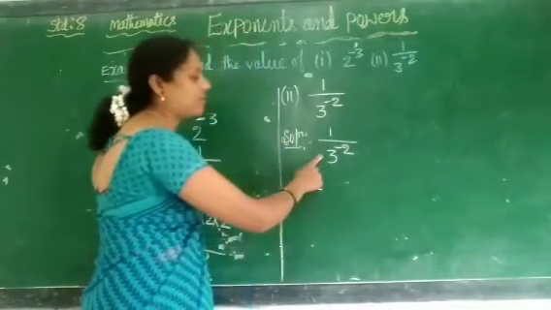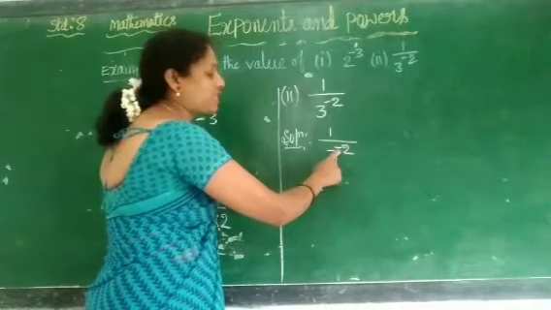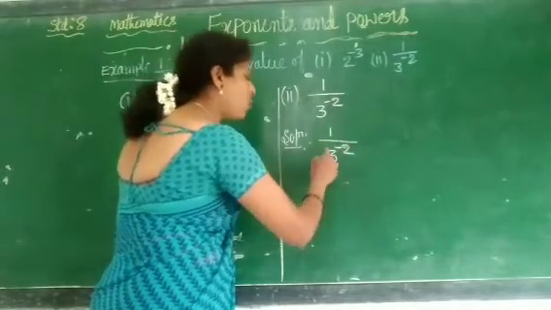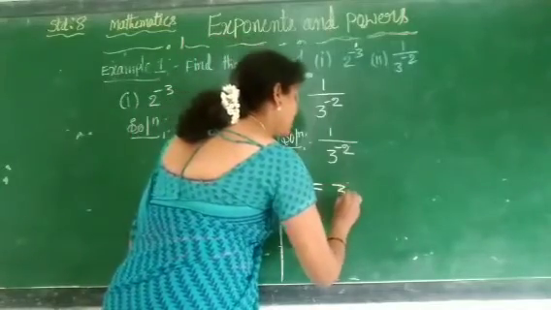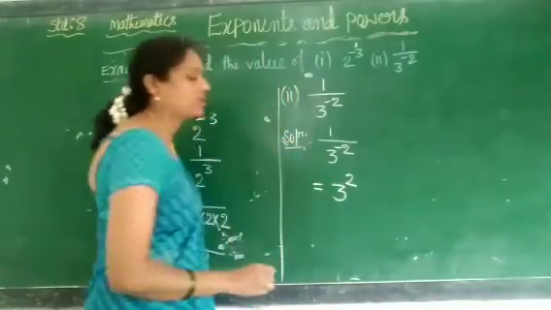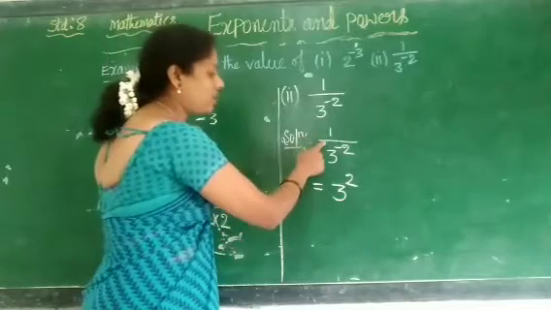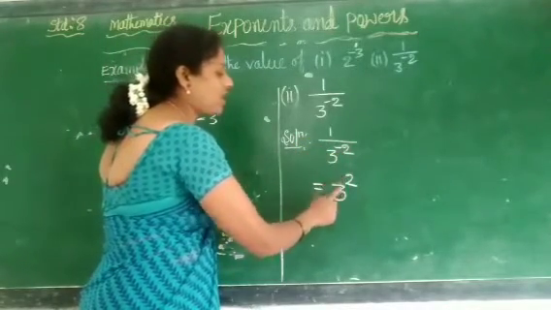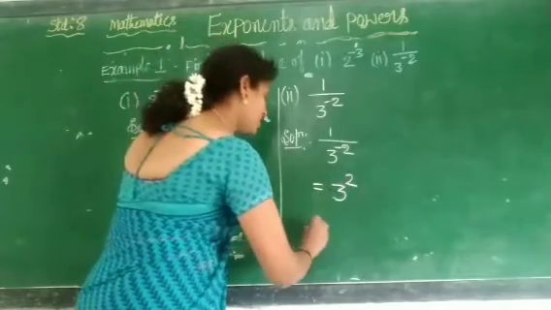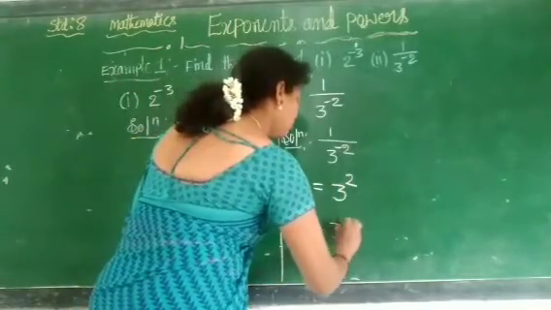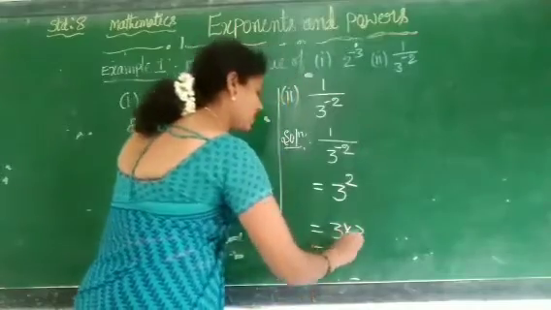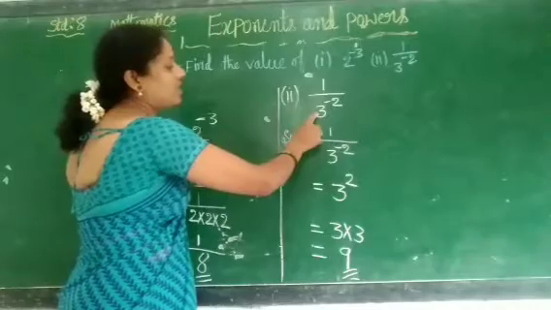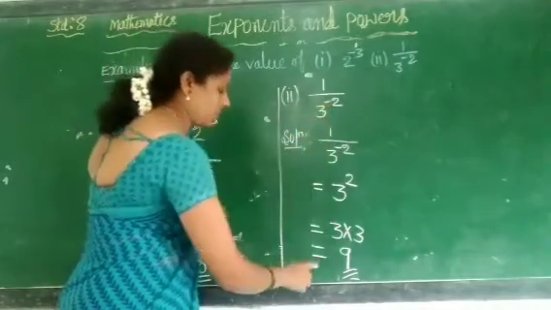This is in the denominator. The inverse process will be in the upward cases. 3 to the power 2. Once again observe, 1 divided by 3 to the power minus 2 is equal to 3 square, or 3 to the power 2, is equal to 3 into 3, which is equal to 9. Once again, 1 divided by 3 to the power minus 2 is equal to 9.